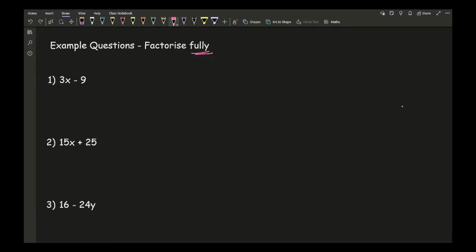So from this, we've got 3x and we've got 9. So here I've got 2 terms. I asked myself, what have they both got in common? Well, they've both got numbers. So then what number goes into both 3 and 9? Or I should say, what's the biggest number that goes into both 3 and 9?